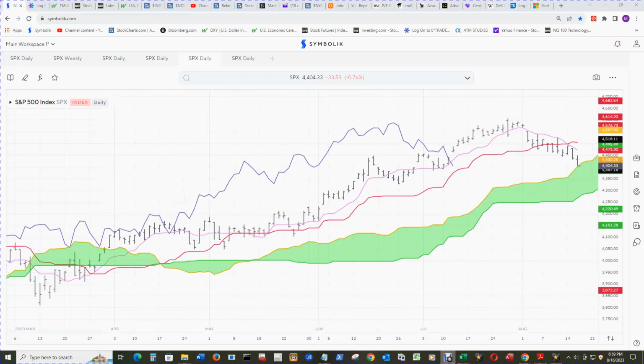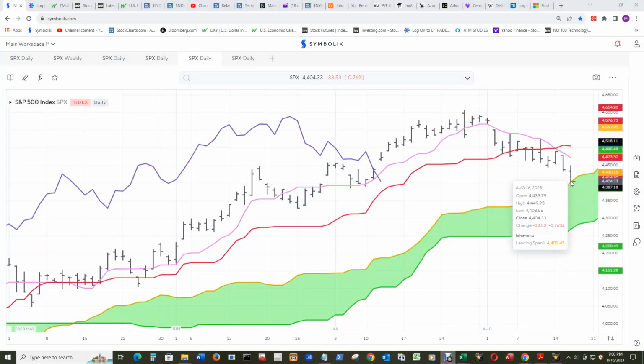The S&P 500 daily cloud chart. And if you've been tracking along, you haven't gotten caught with your pants down. So I'll zoom into the current area now. And price closed right above the top of the cloud.